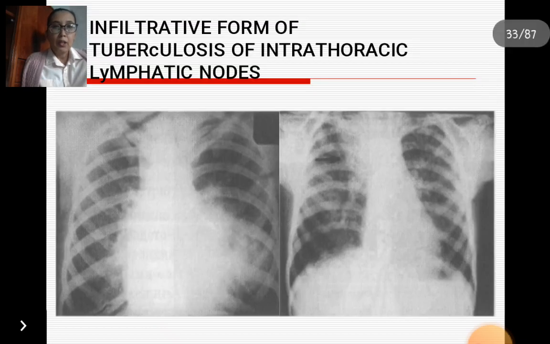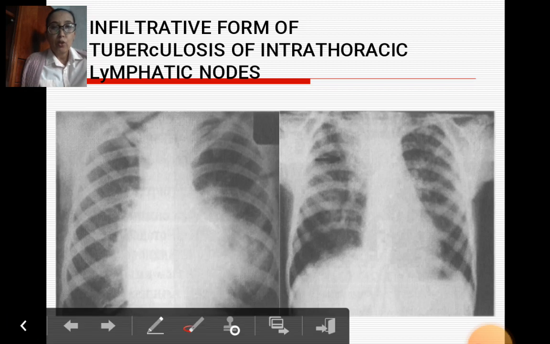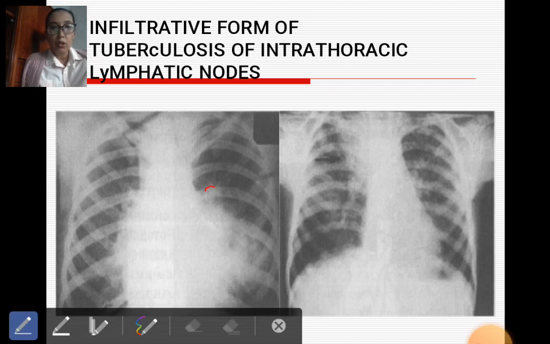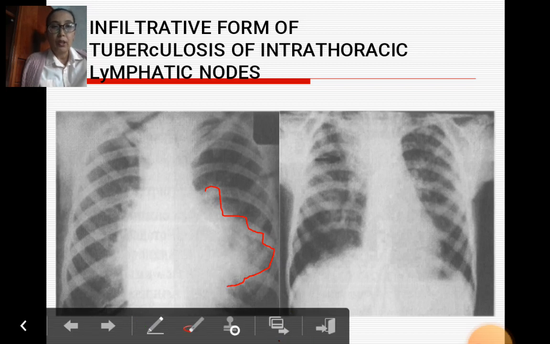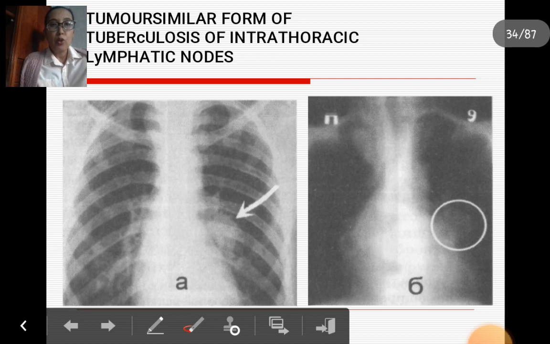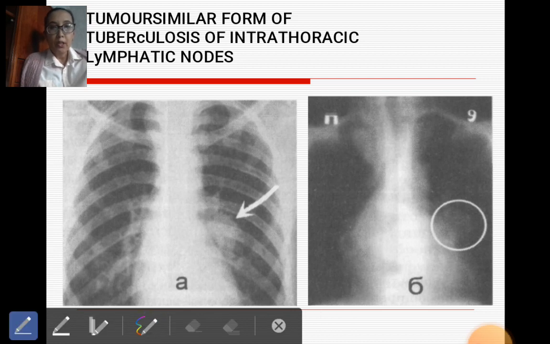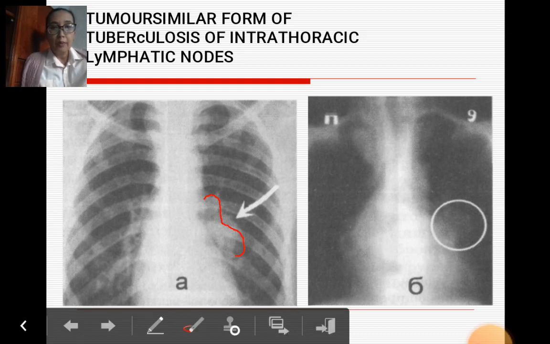schematically. In this slide you also see tuberculosis of intrathoracic lymphatic nodes, infiltrative form. You can see the contours are not clear, the contours of the lung root are not clear. And in our next slide you can see the tumorous form, and here the contours of lymphatic nodes are clear.